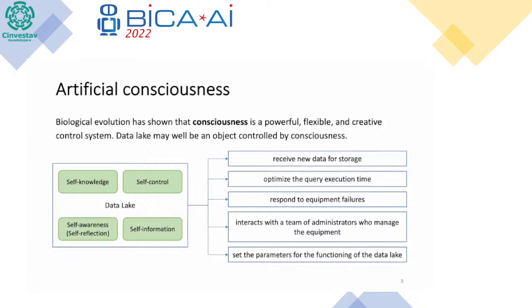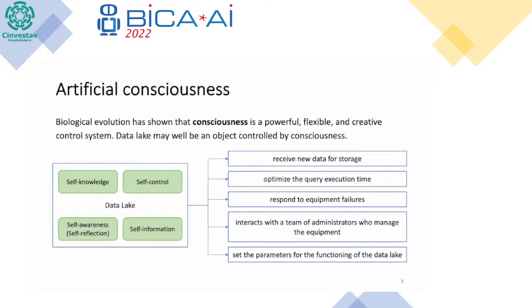First, we will talk about artificial consciousness. Biological evolution has shown that consciousness is a powerful, flexible and creative control system. A data lake may well be an object controlled by consciousness. It is developing, moves in time. Consciousness should be built into the data lake management system and manage only a specific data lake.